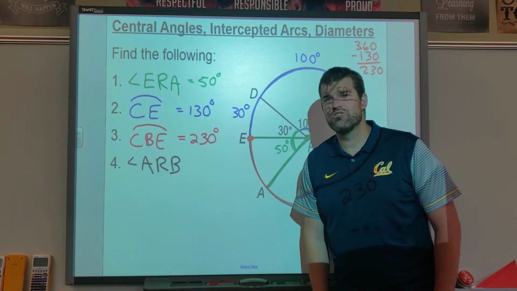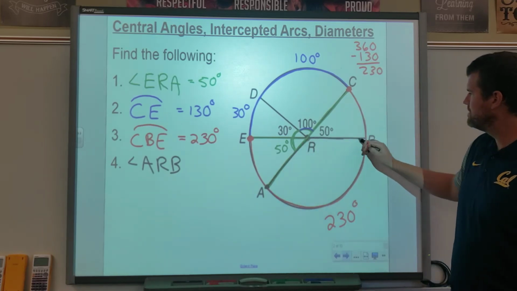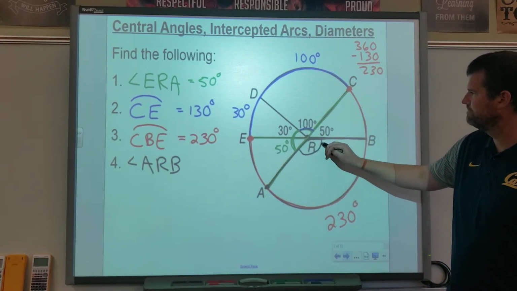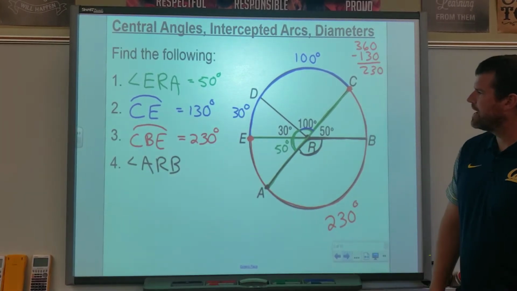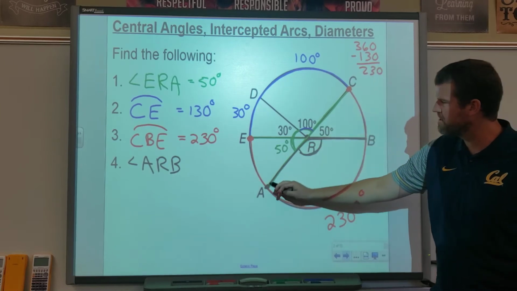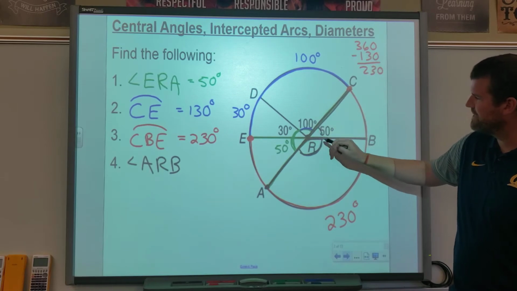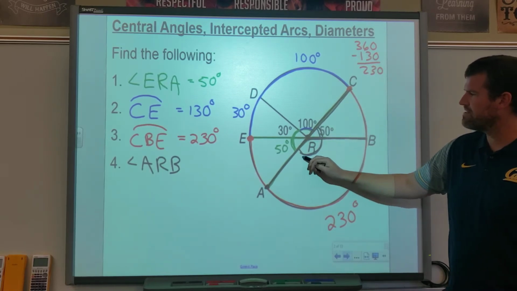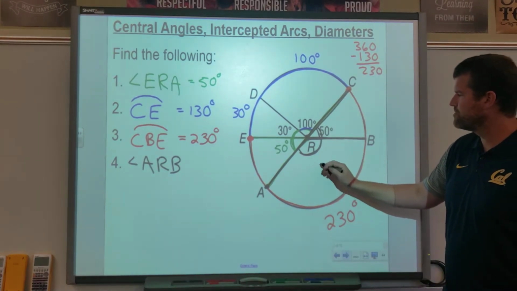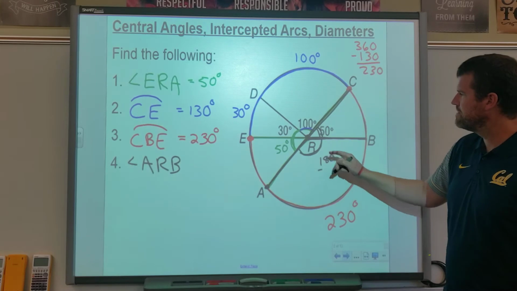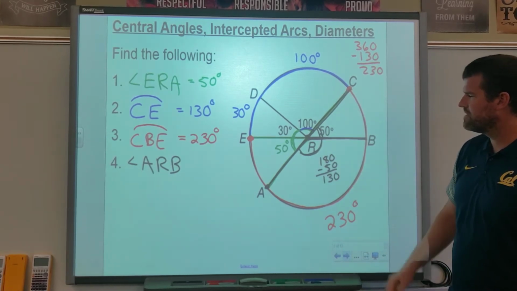All right, the last one, angle ARB. So from A, R to B, so this angle here. Again, I have lots of ways I could do this. I know that I have a diameter here. All right, so actually, I'll go ahead and do it this way. This is a diameter. I already have 50 degrees, and so to get the rest of that half circle, or the rest of that straight line, I can take the 180 degrees that I know there should be, subtract the 50 I already have, and that leaves me with 130 degrees.